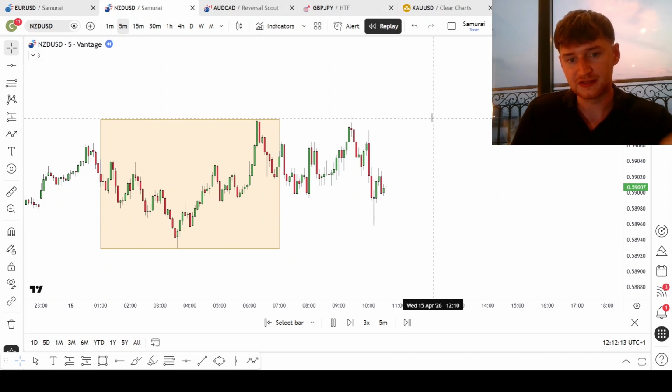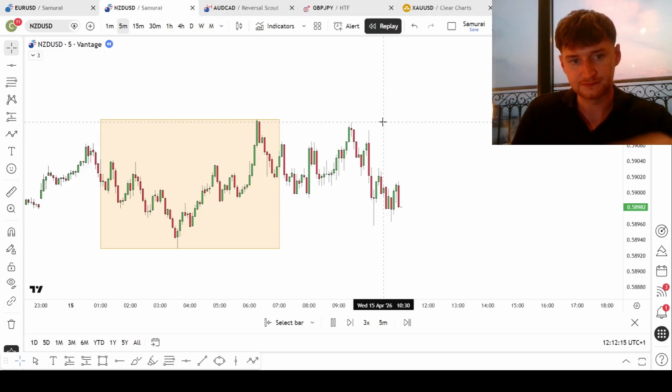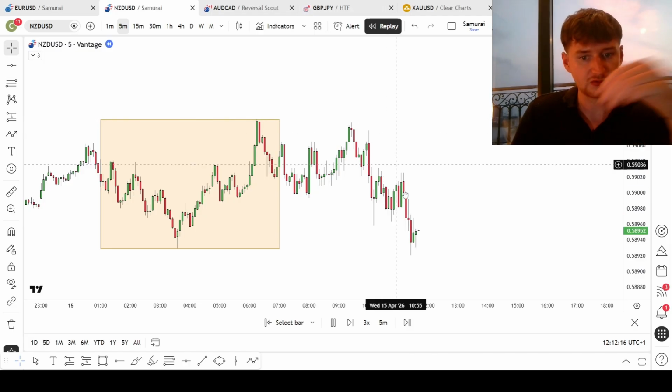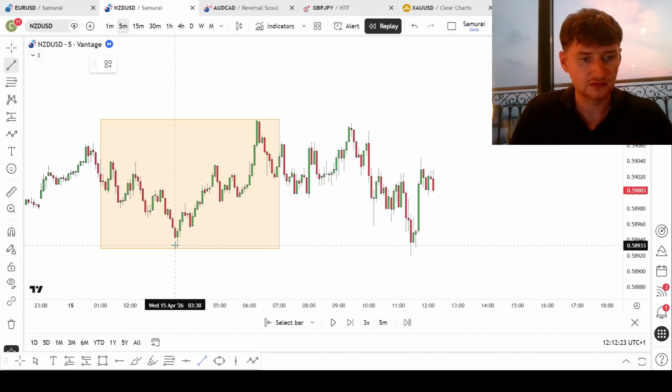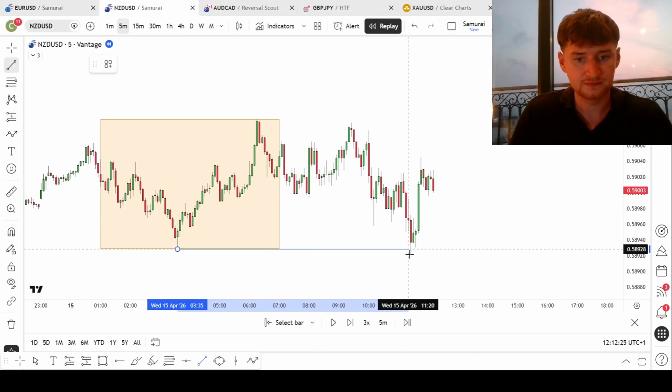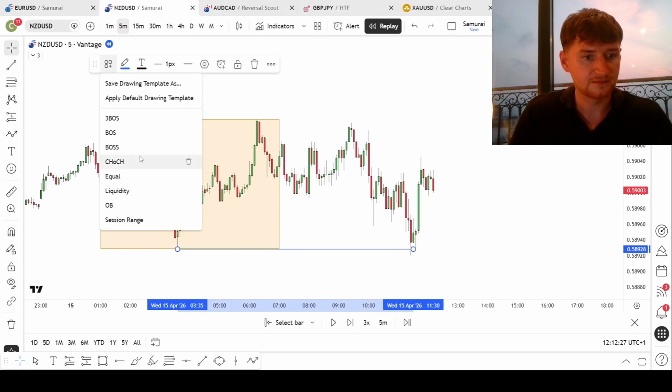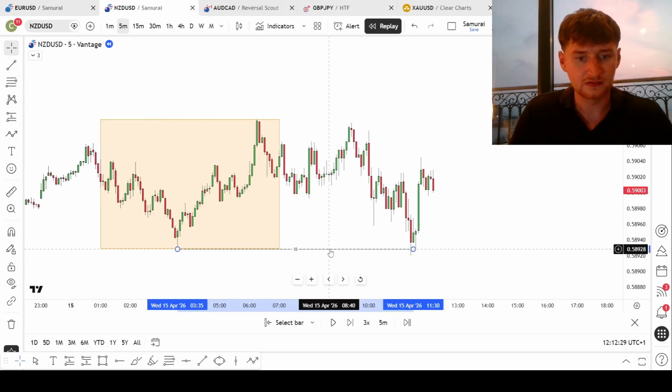Came close, but it didn't actually take out that high. So there was no liquidity swept. But now finally, we have this low that got swept. So let me mark out that low. And you see here, liquidity got swept.